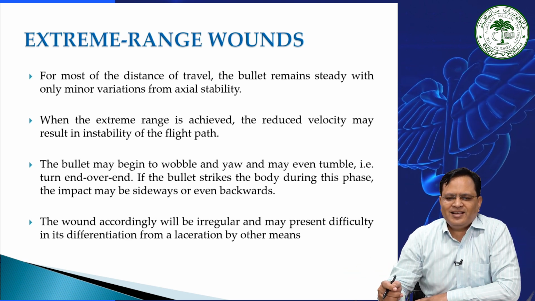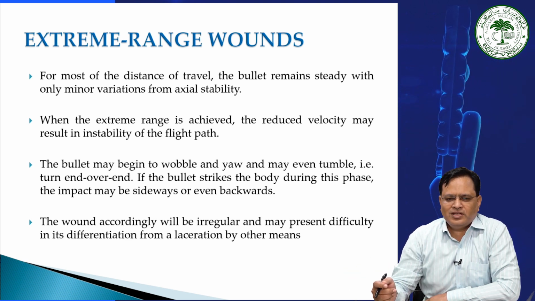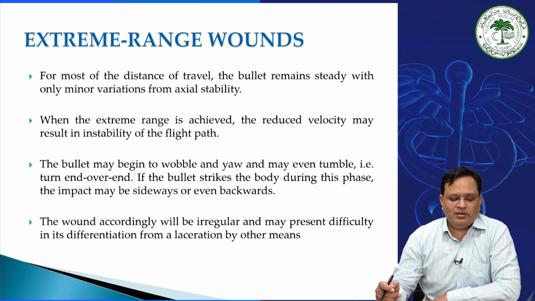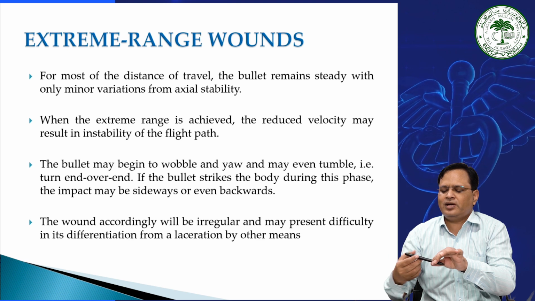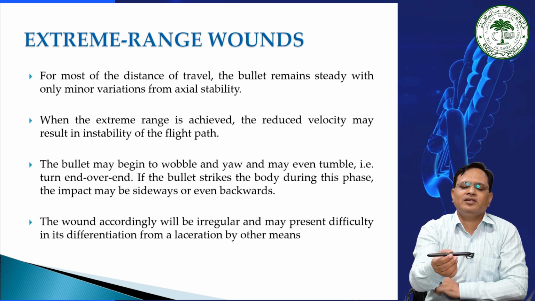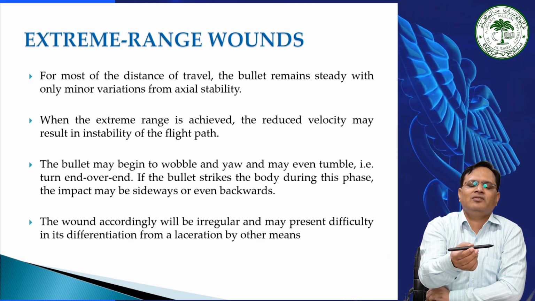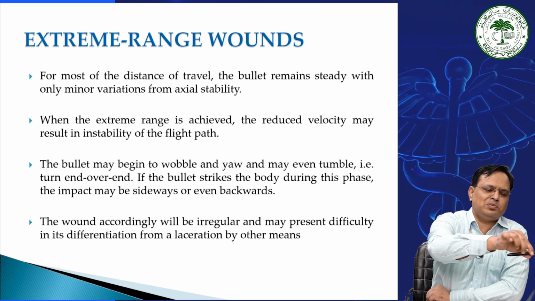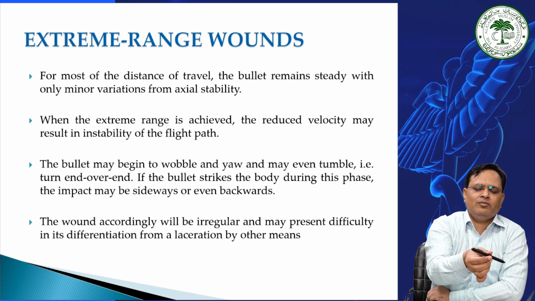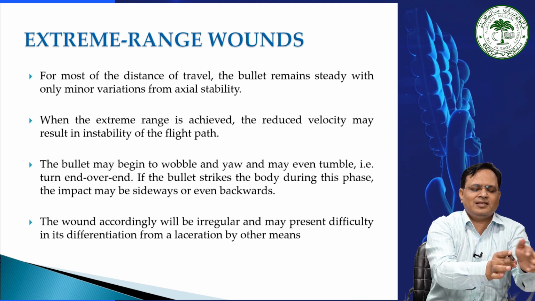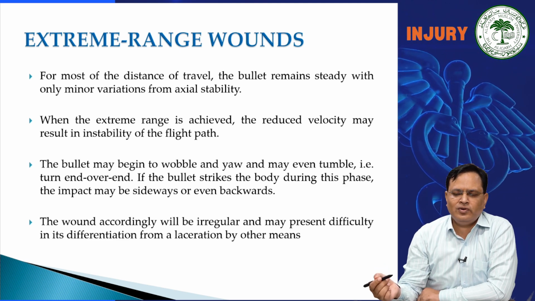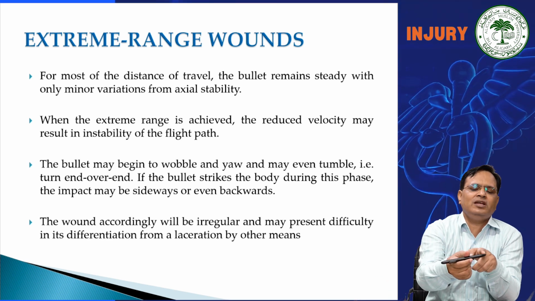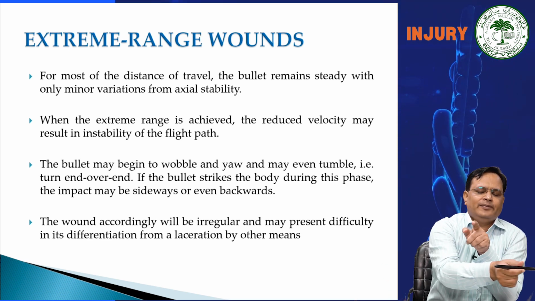So, if the bullet strikes the body during this phase, the impact may be sideways or even backward. It means suppose a bullet is going like this. After some distance, it has lost its velocity, then the bullet can move like this. Then this part can strike the tissue. So the entry wound can be different from what we are expecting.